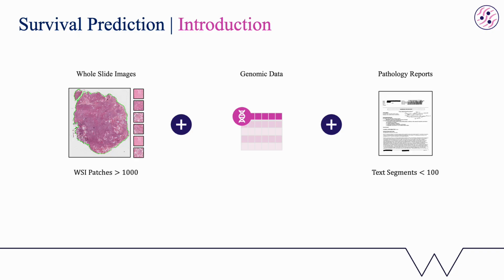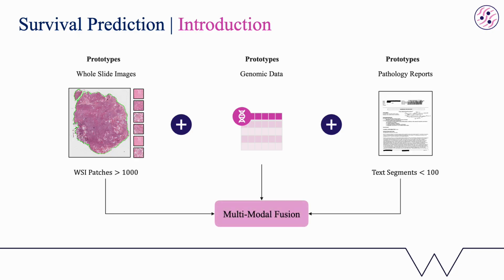In this method, we propose to integrate complementary information from all three modalities: whole slide images, genomic data, and pathology reports for survival prediction. One of the major challenges associated with this multimodal fusion is differences in the scale and structure of data across the three modalities. To address this, we propose to create representative embeddings or prototypes for each modality to create more balanced representations and enable more effective multimodal fusion.